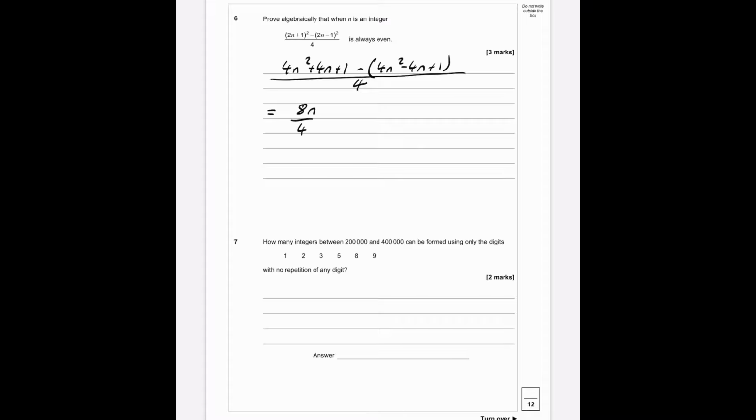The 4n squareds will cancel. We get 4n subtract -4n, which is 8n, and 1 subtract 1 is 0, leaving us with 8n on the numerator. Over 4 is 2n, and 2n is always an even number because it's a multiple of 2.